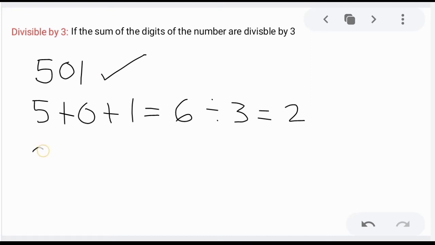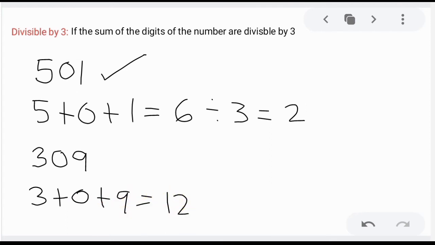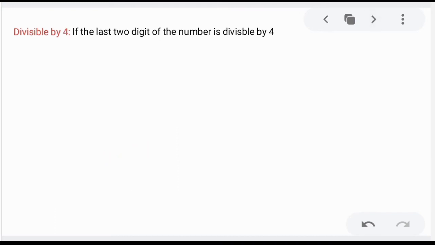Let's try another example. We have 309. So, let's add all the digits of that number. So, we have 3 plus 0 plus 9. So, we get 12. Divided by 3, we have the answer of 4. Therefore, 309 is divisible by 3.